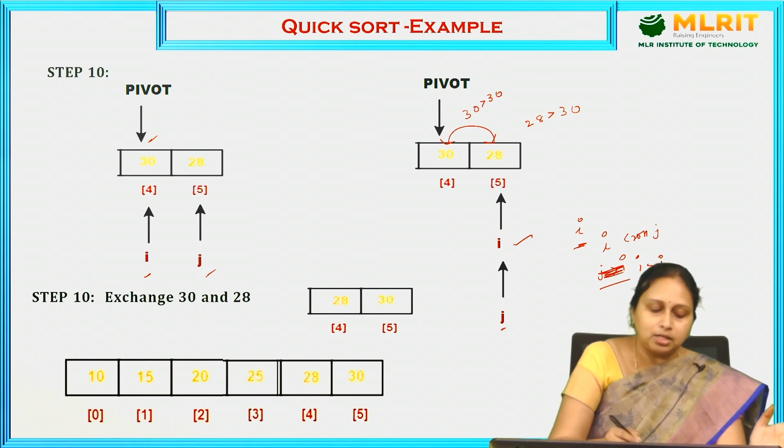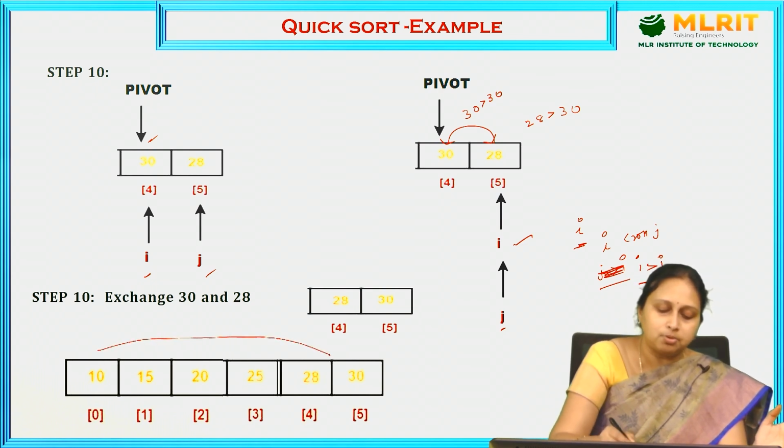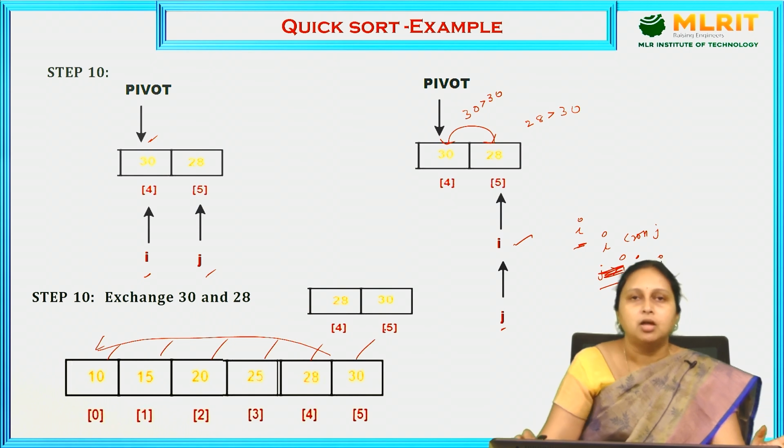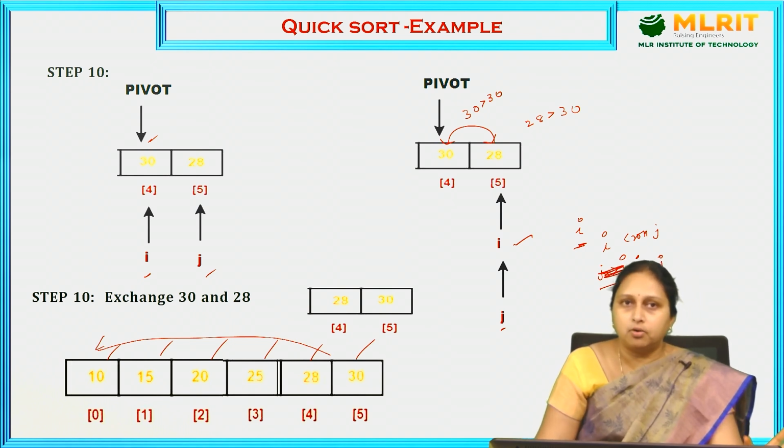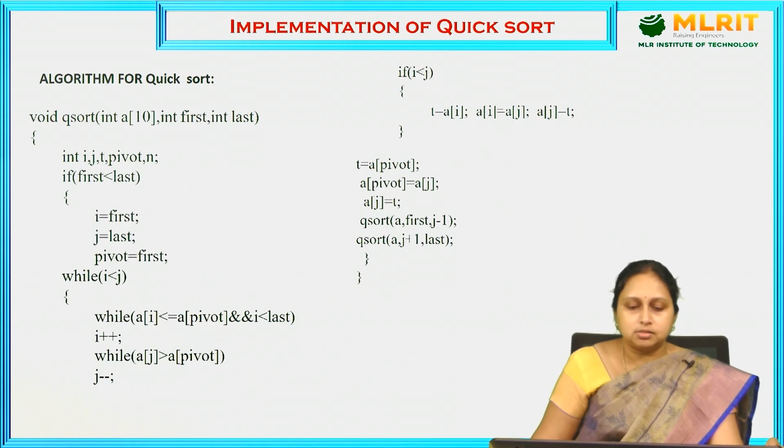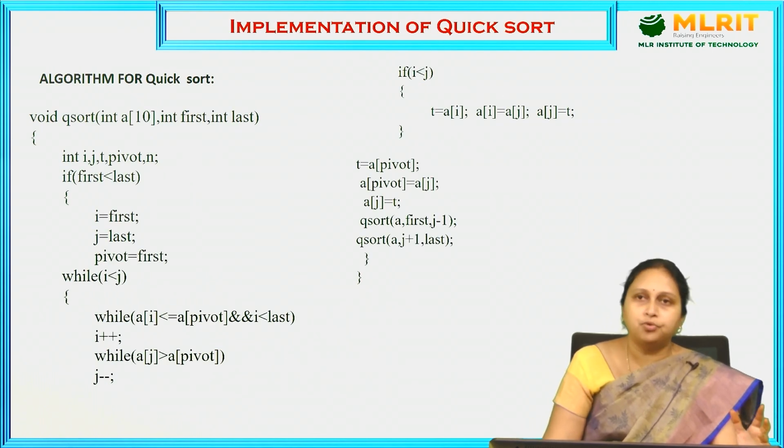Now place all the elements in the order of left sublist and right sublist: 10, 15, 20, 25, 28 and 30. All came into sorted order. Like this, we are going to perform the quick sort. Let us see, this is where we are going to write a part of the code for the quick sort.